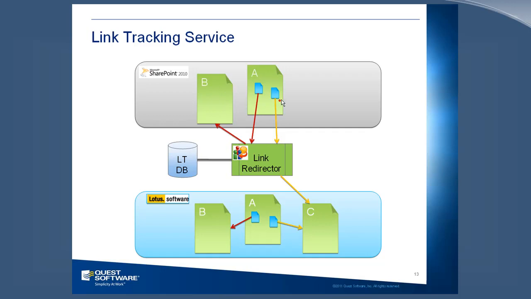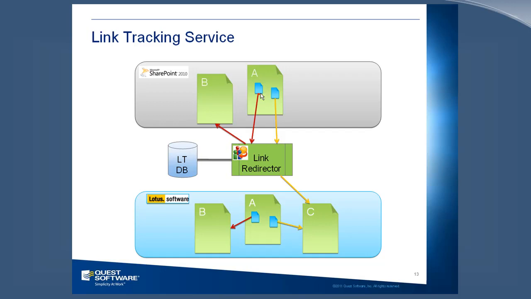Now if I had clicked on a link for something that we hadn't migrated yet, then we would do the lookup in the database, we would not find that document, and so we'd say, okay, I better redirect this user back to the Notes client. So the Notes client would pop up, and the user would get redirected to document C. So as you can see, these links will just redirect people to wherever the most recent location of that document is.